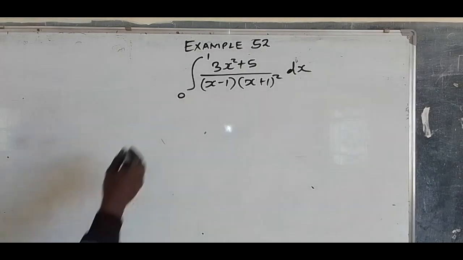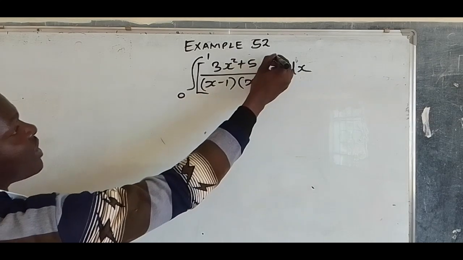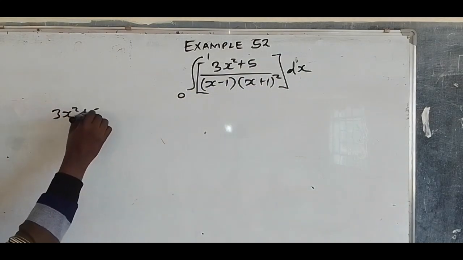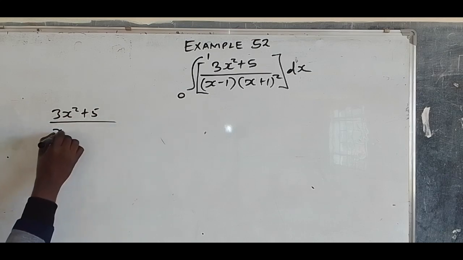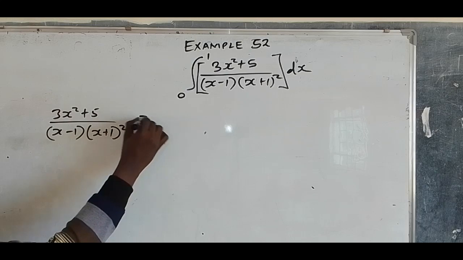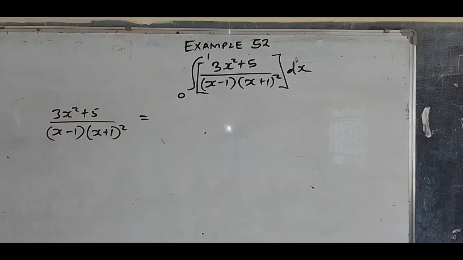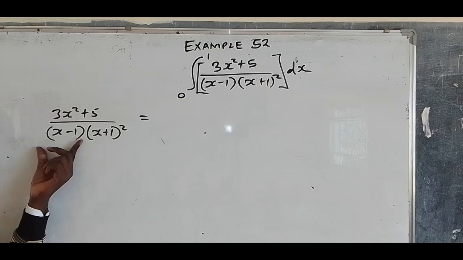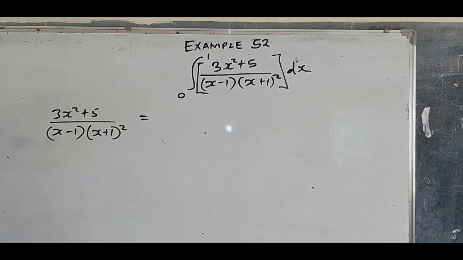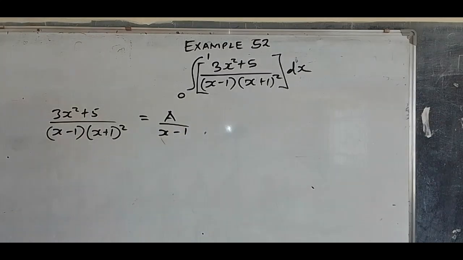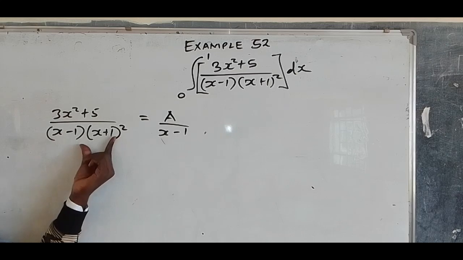So here, the function we have inside here is 3x squared plus 5 over x minus 1 and x plus 1 squared. If you want to resolve this into partial fractions, the first factor here, x minus 1, is a linear factor, isn't it? So a linear factor is going to be A over x minus 1. The second factor here is a repeated linear factor, isn't it?